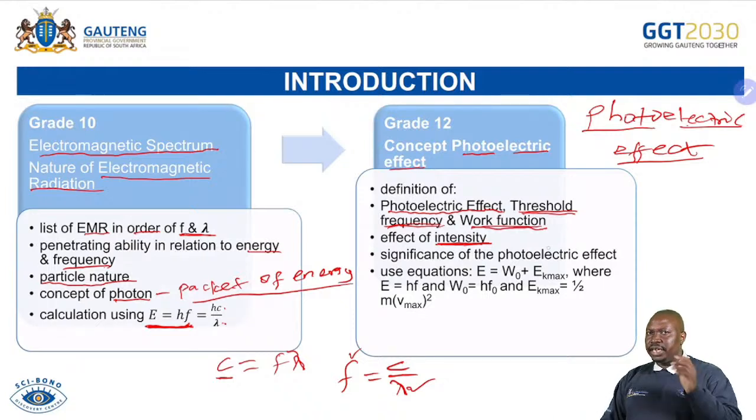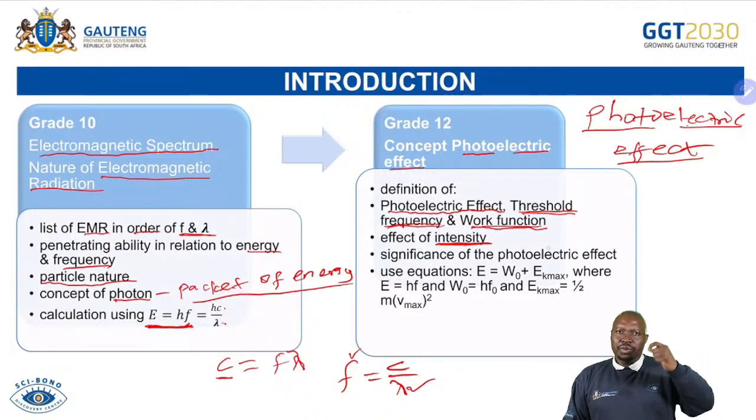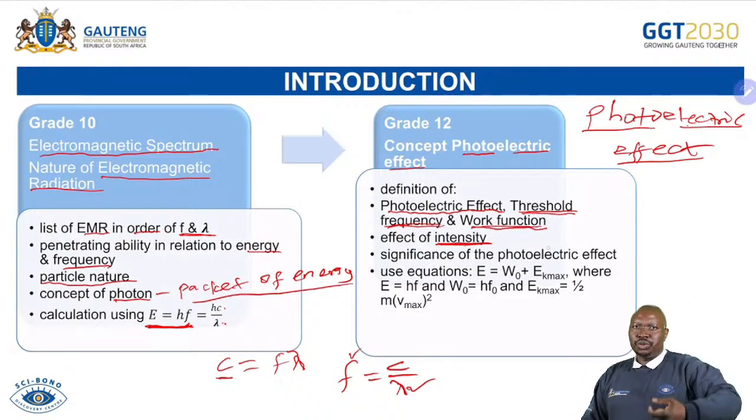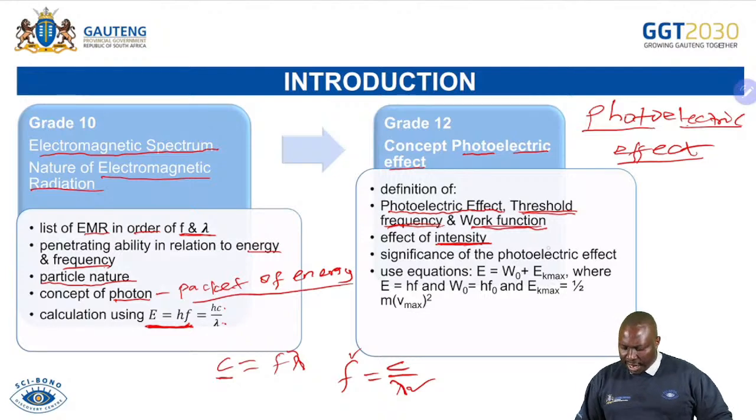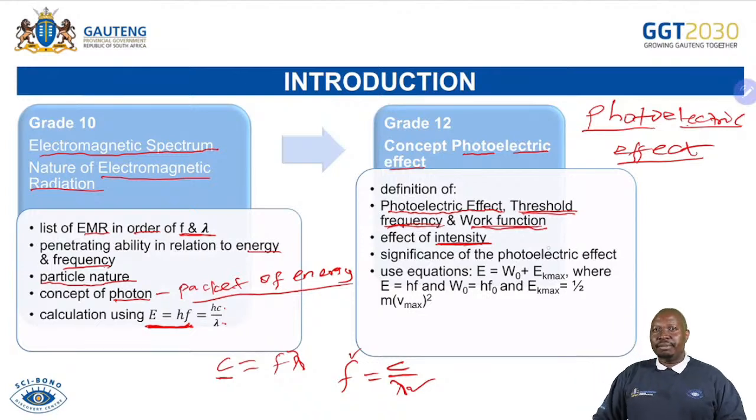Already I've clarified to you to say photons are packets of energy. So when we increase intensity, we're increasing the number of photons, which is the number of these packets of energy. So I want you to have this information before we even start with the topic, so that you are able to remember when we have to apply what I'm talking about.